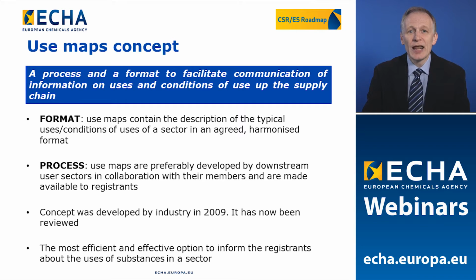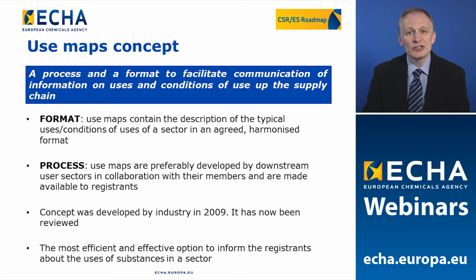Before we start, let's say a few words on the concepts of use maps. The concept consists of both a format and a process to facilitate the communication of information on uses and conditions of use up the supply chain. As a format, the use maps contain the description of the typical uses and the conditions of use of a sector in an agreed harmonised format.